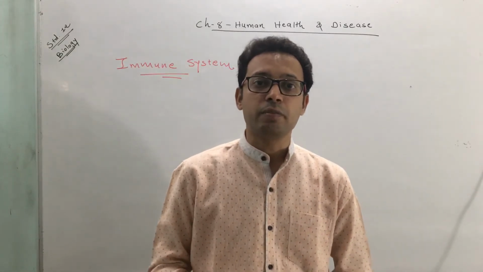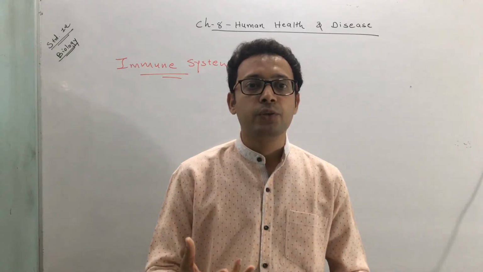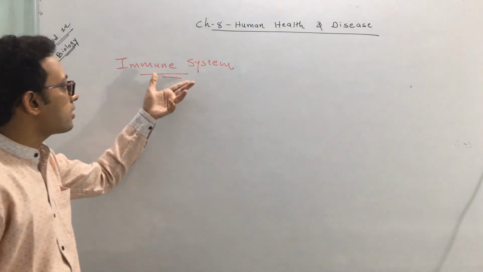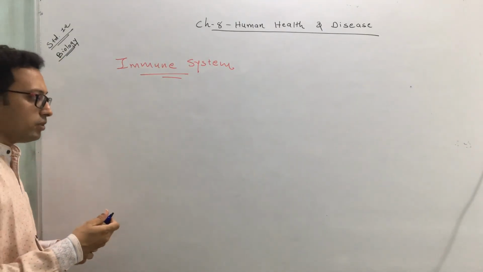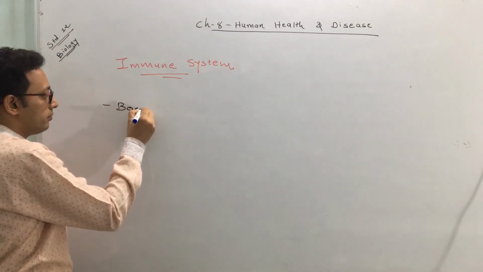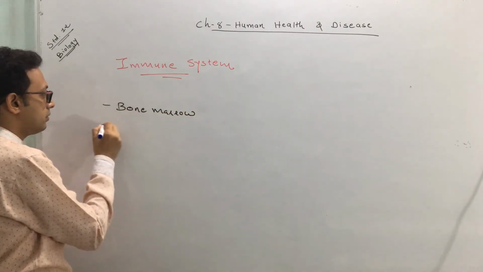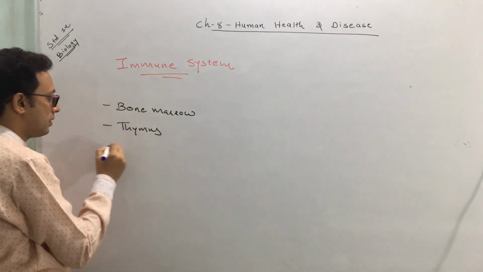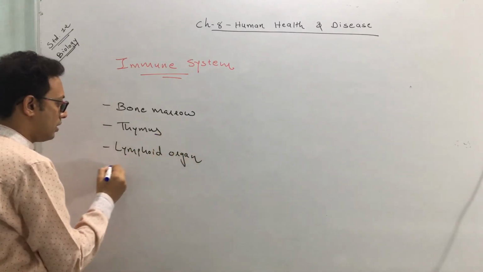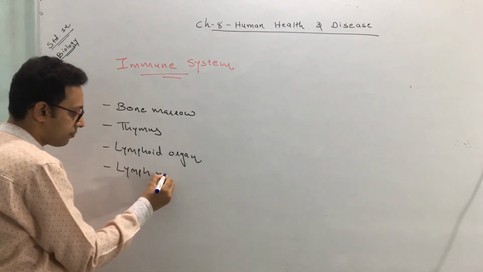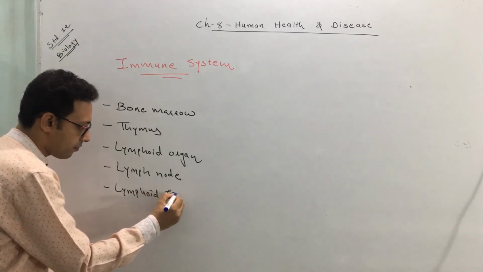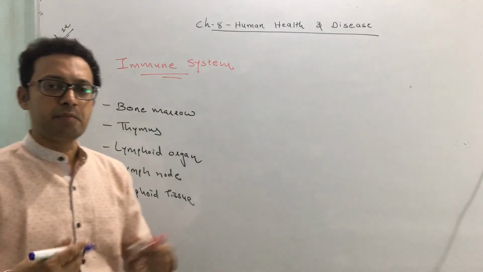For example, what are the organs of the digestive system? Mouth, esophagus, stomach, intestine. I'm just saying a few names. Similarly, what are the components of the immune system? The immune system includes bone marrow, thymus, lymphoid organs, lymph nodes, lymphoid tissues, and many more like spleen and Peyer's patches and so on.